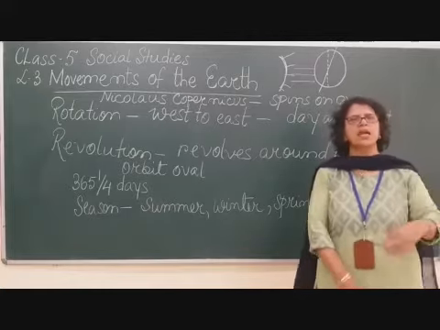we have spring and autumn. At another time, when the sun rays are falling on the Tropic of Cancer, it is summer in the northern hemisphere. Where the sun rays are falling vertically on the Tropic of Capricorn, we have summer in the southern hemisphere, and winter will be in the northern, just opposite.